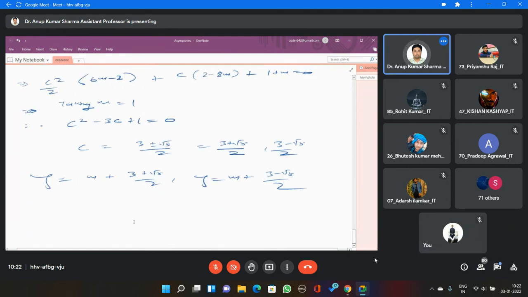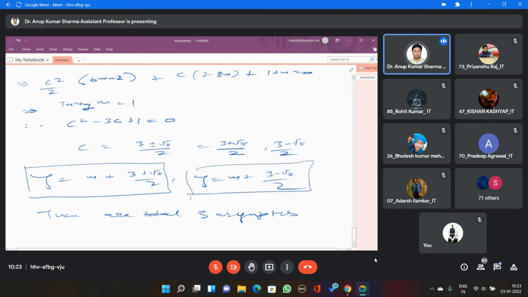So there are a total of three asymptotes, and the equations are these. You can write these three below. This is your final solution for the asymptotes.